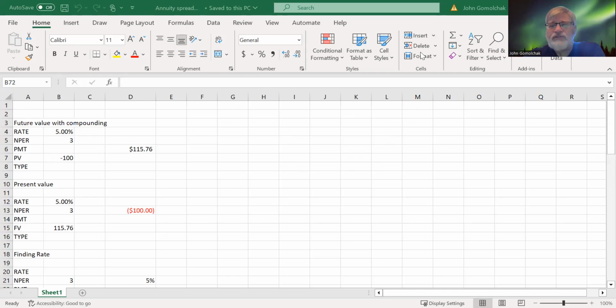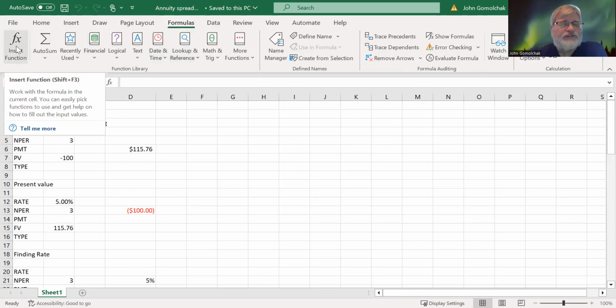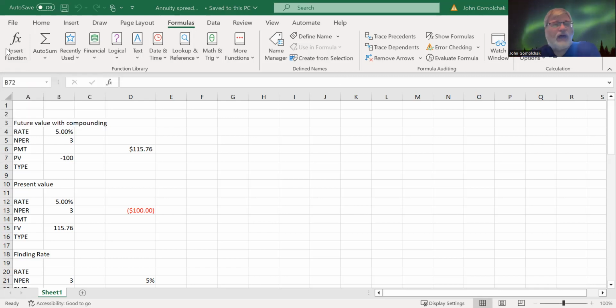But anyhow, what I need to do is, where are the functions? I need to move some things out of the way so I can see. Where did they go? Formulas, here we go. You have to click on formulas. Okay. And then over here, insert function. That's what we want to really be using and worrying about. So I'm going to click on insert function.